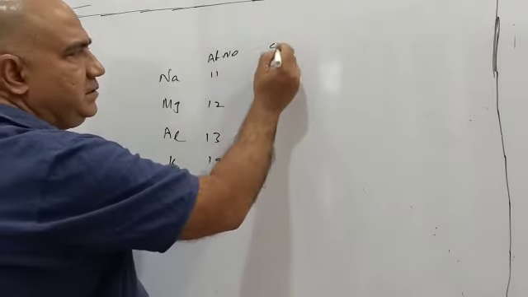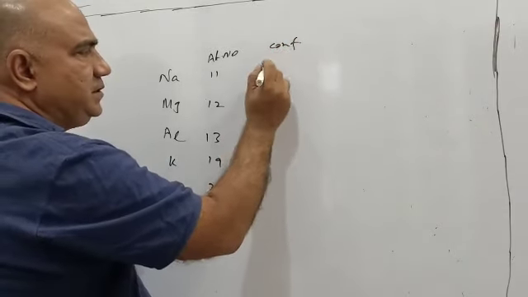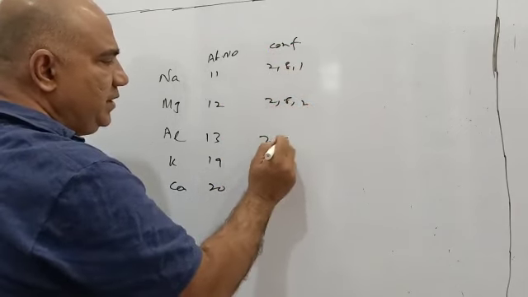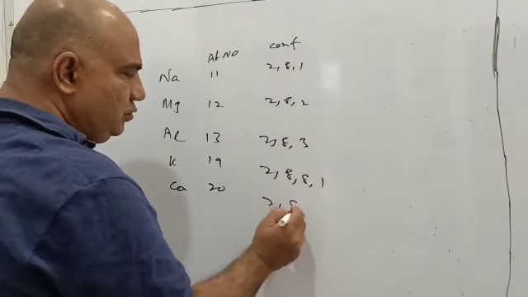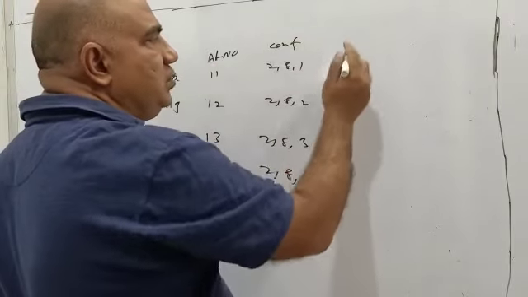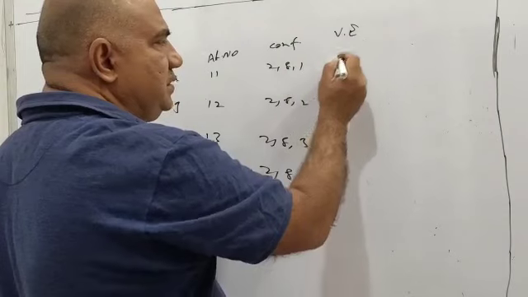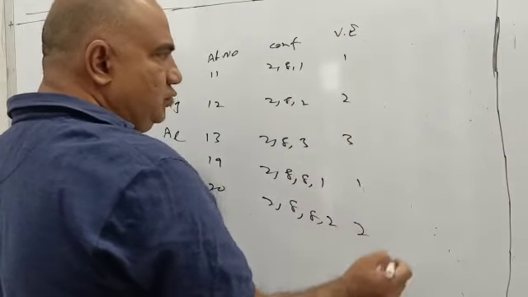Electronic configuration, I will not write the complete thing, you know it is 2, 8 and 1; 2, 8 and 2; 2, 8 and 3; 2, 8, 8 and 1; 2, 8, 8 and 2. Number of electrons in the outermost orbit, or valence electrons: 1, 2, 3, 1 and 2.